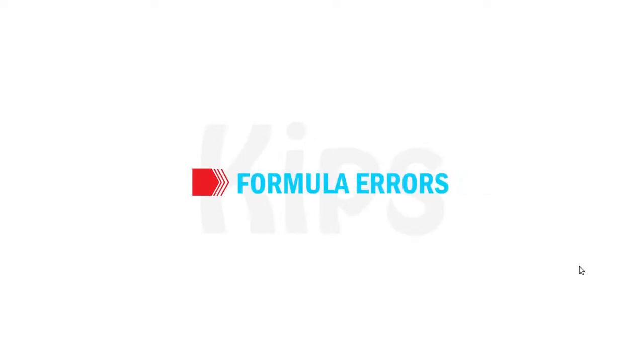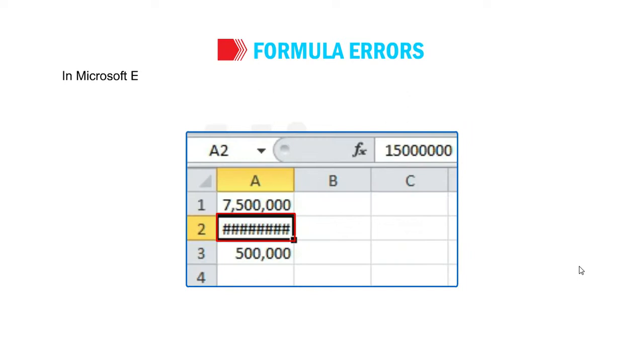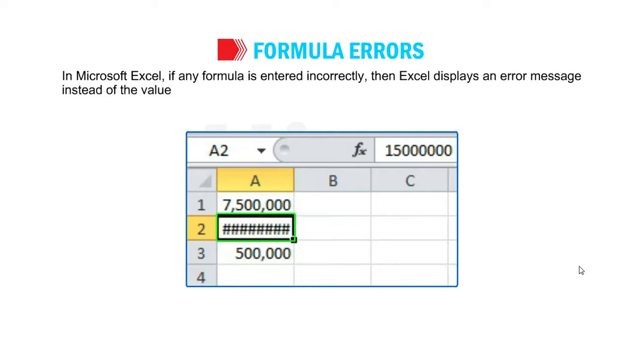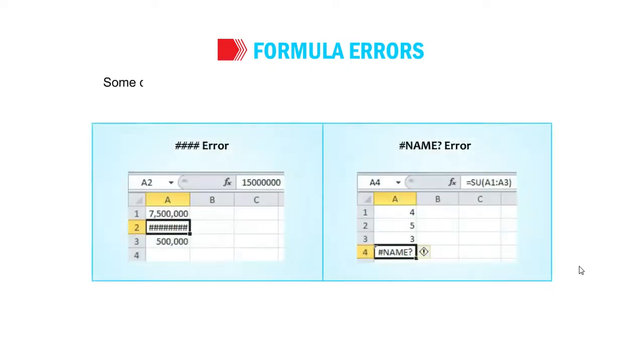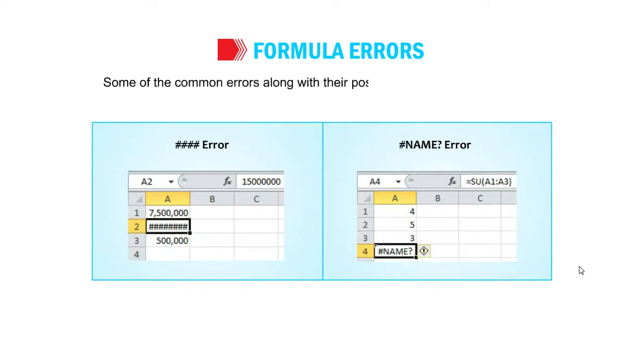Now let me explain you about the formula errors. In Microsoft Excel, if any formula is entered incorrectly, then Excel displays an error message instead of the value and assists you in identifying and fixing the problem. Some of the common errors along with their possible reasons are listed below.